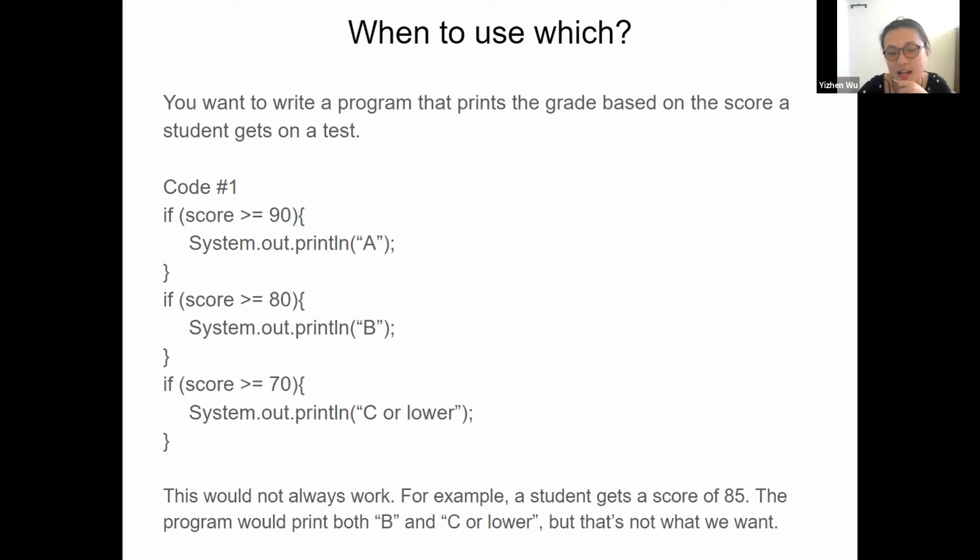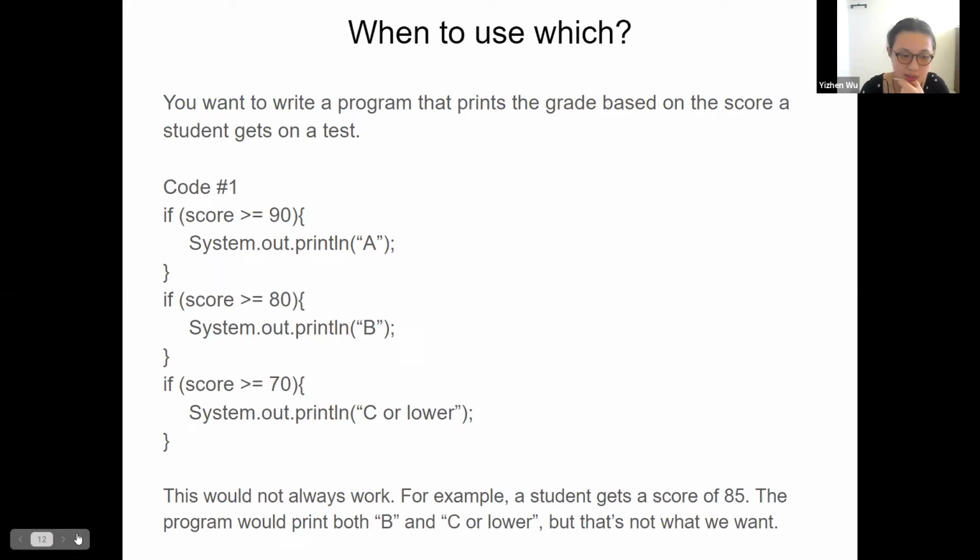The answer is no, it will not always work. Let's say, for example, the student gets a score of 85. That's a pretty good score, but the student says, oh, I got an 85. So what will the machine print for me? First, the 85 goes through here. Is it greater than 90? No, it's not. So it's not going to execute this part.